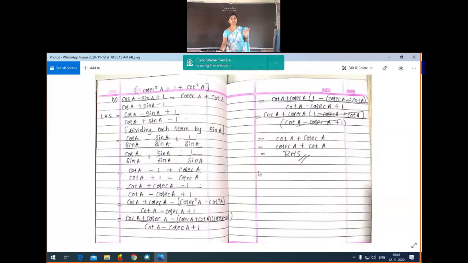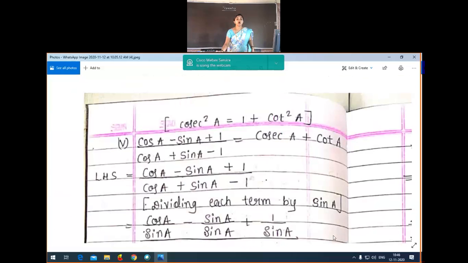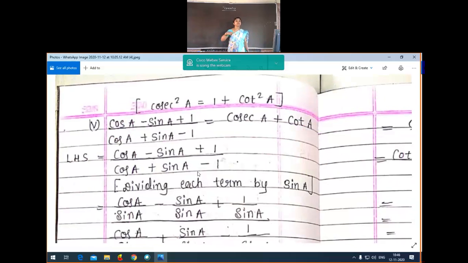Yeah, see here we have the fifth problem. See, what is this fifth question actually? So, cos A minus sin A plus 1 divided by cos A plus sin A minus 1, which is equal to cosec A plus cot A, we have to show. So they have given the hint that cosec square A is equal to 1 plus cot square A. Using this concept, you can solve the problem. Okay. Cosec square A is equal to 1 plus cot square A identity we have to use.